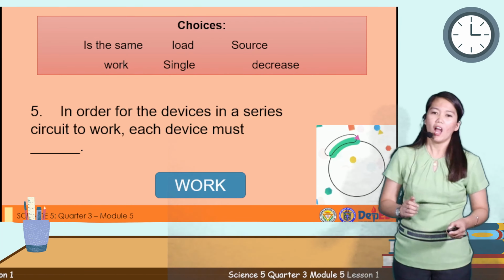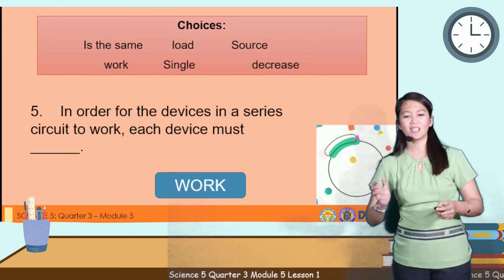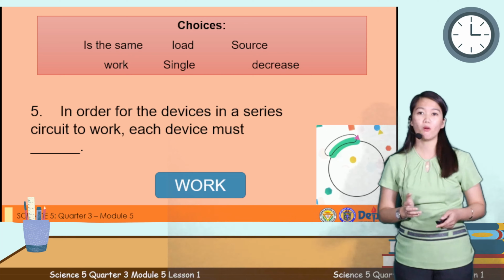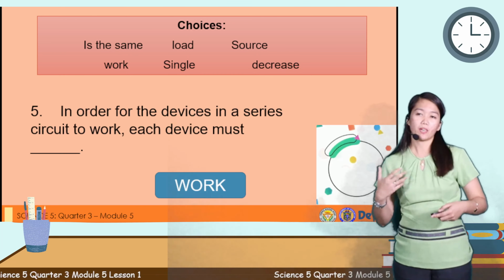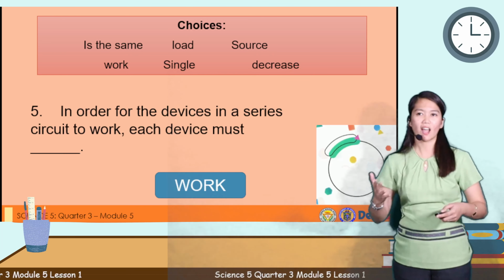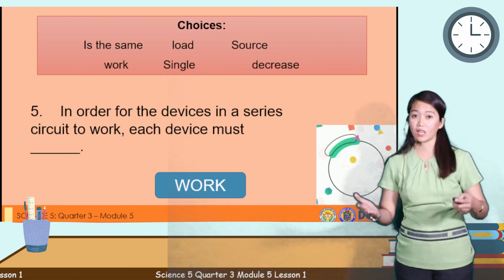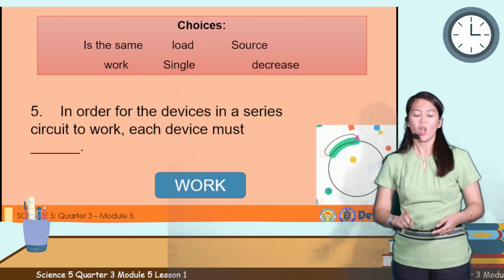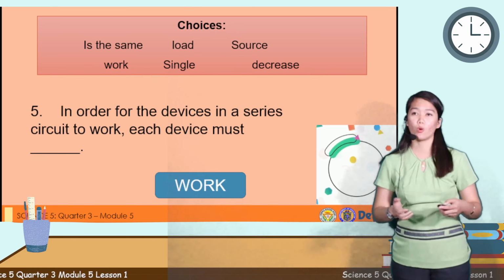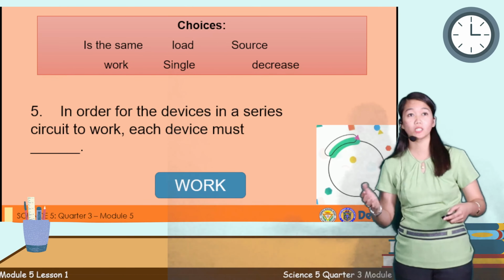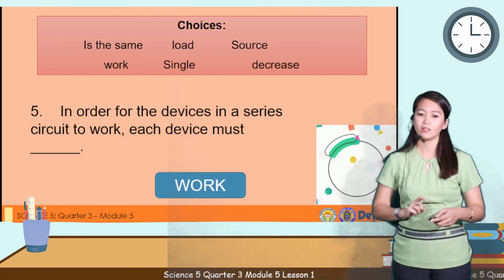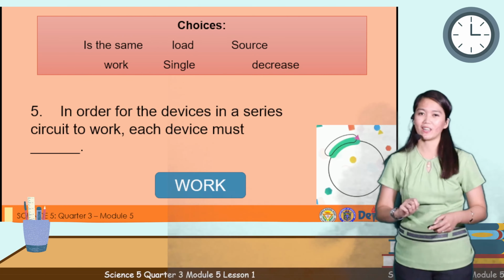Okay, so always remember that just like in EPP or Edukasyong Pantahanan at Pangkabuhayan, in industrial arts, at night, we can see and do things because of electricity. For our appliances to work and for our homes to be lighted, electricity must travel in a circuit.